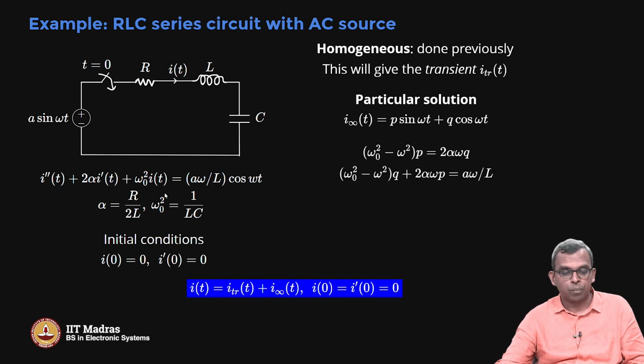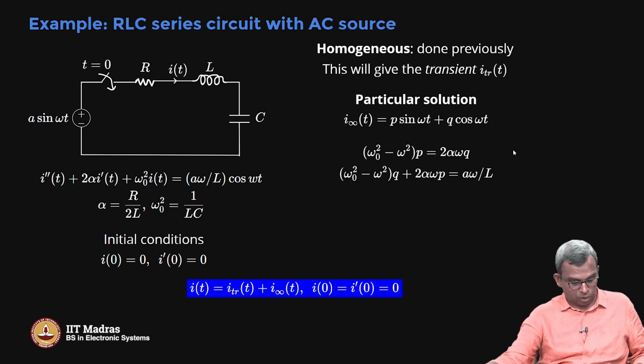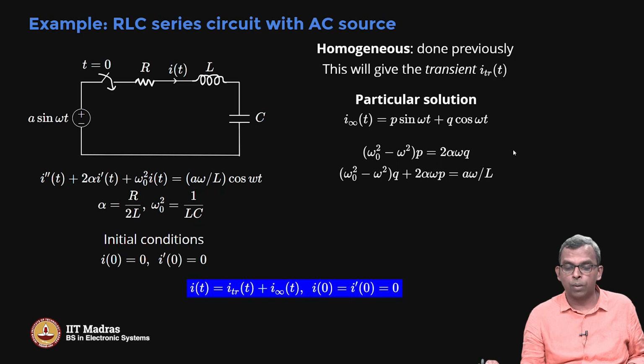And if I plug it into this equation and equate the coefficients of sin and cos, I will get these 2 equations: omega naught square minus omega square times p. Maybe I should show this. This is not too difficult to show.